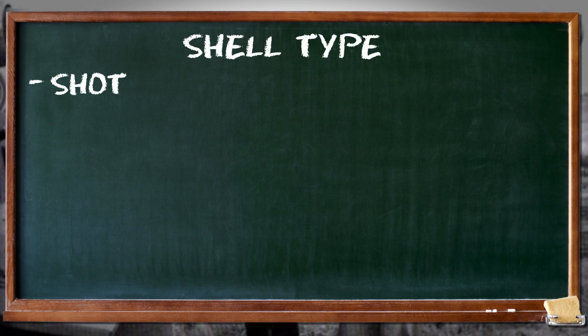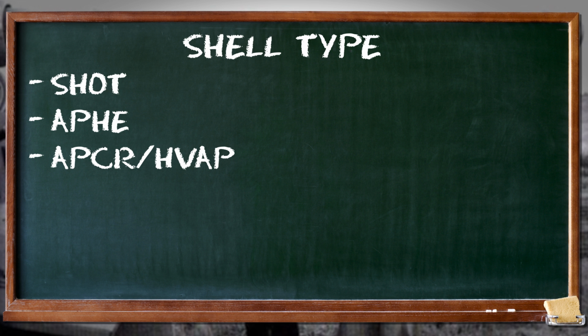So what happens when your shell hits the target? So you have shot, which is basically a solid piece of metal: armor-piercing high explosive, armor-piercing composite rigid, aka high-velocity armor-piercing discarding sabot. These are all kinetic energy rounds, and that's quite simply the mass times the velocity of the round into an area of a certain size. Once it makes the hole, you will have little pieces of metal fly around inside the target vehicle and generally gives everybody a bad day.